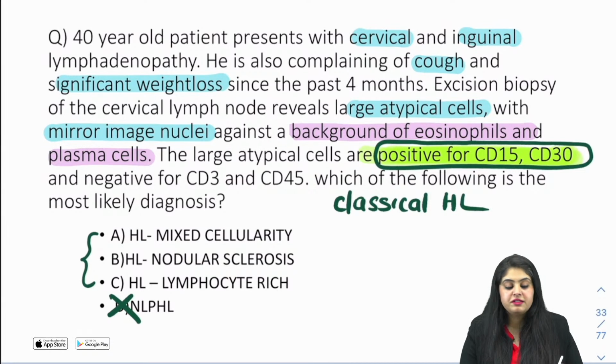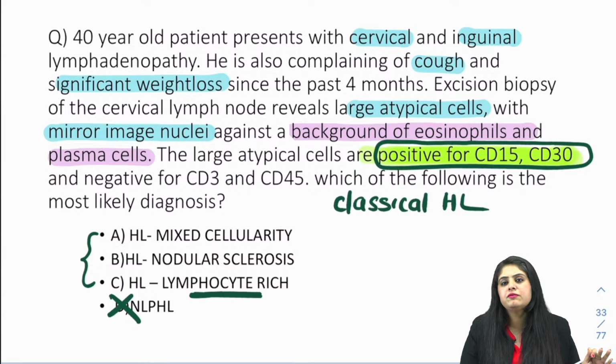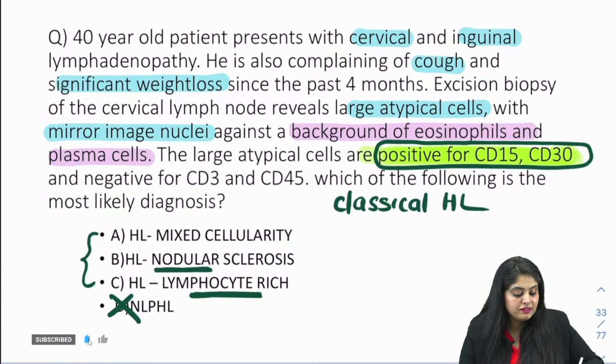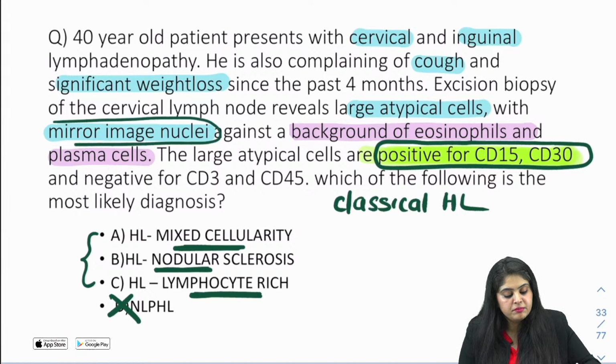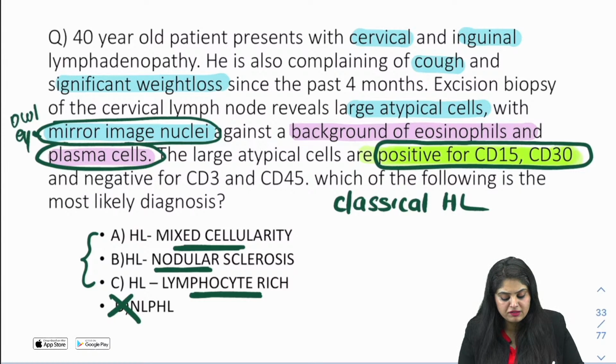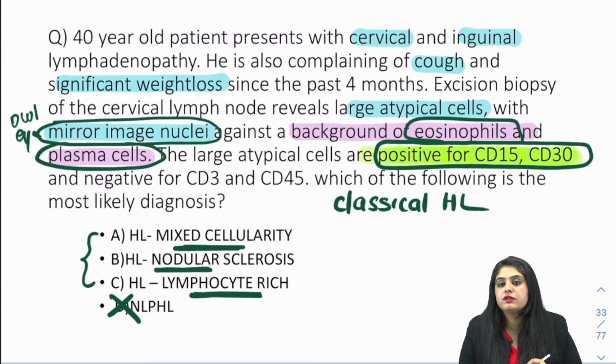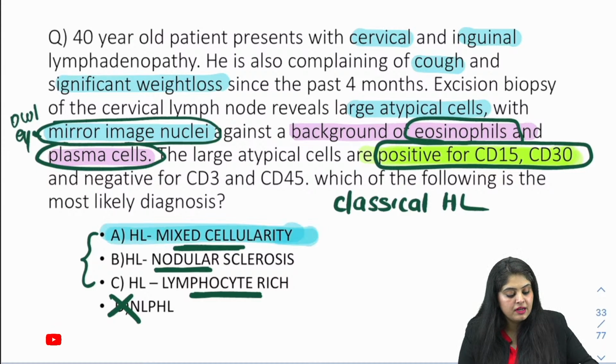In that, I realized if I look at their words, if the examiner would have written there are only and only lymphocytes seen, I would have marked lymphocyte rich. If the examiner would have written there are lots and lots of nodules seen, I would have marked nodular sclerosis. The examiner has written lots of cells. The examiner has said there are cells with mirror image nuclei. Mirror image nuclei means the 2 eyes. And the examiner has said there is all mixture of cells. There are plasma cells also, there are eosinophils also. All mixture is mentioned. So that is why I will take it up as mixed cellularity.